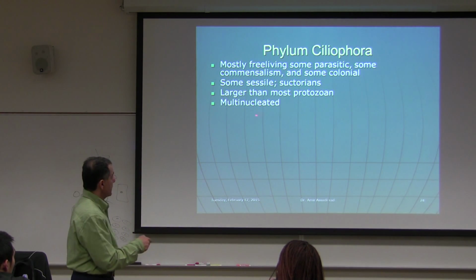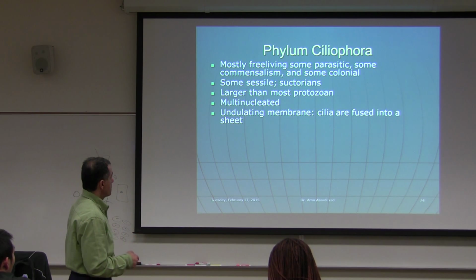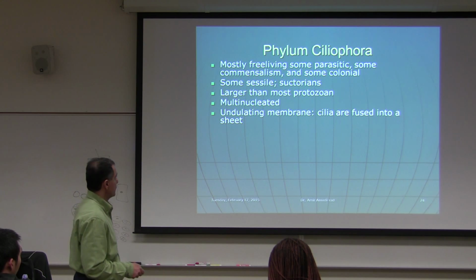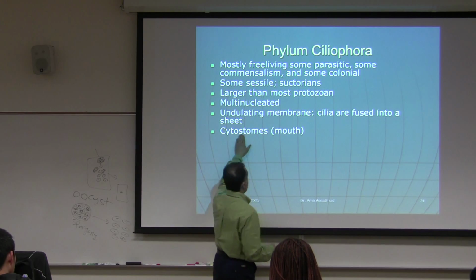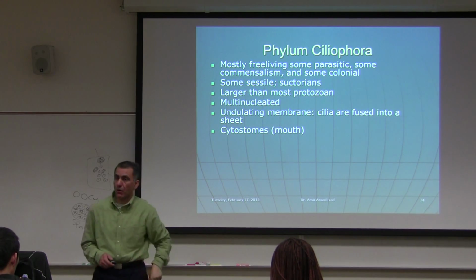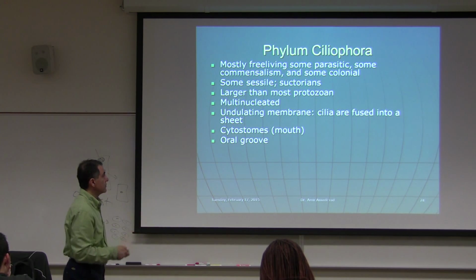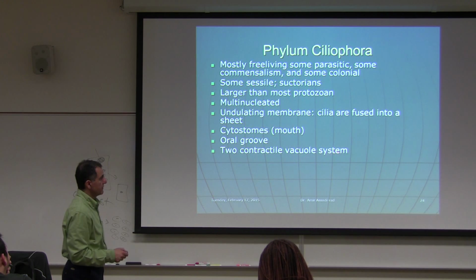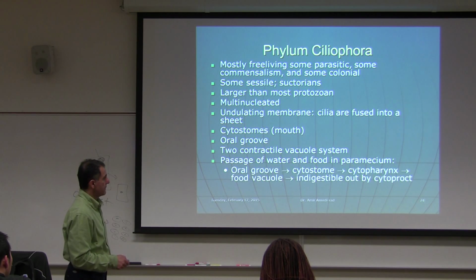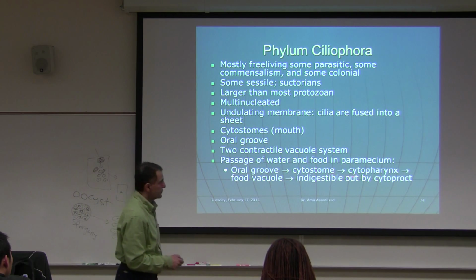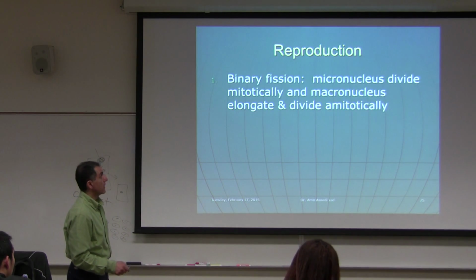They are multinucleated, with a macronucleus. Undulating membrane, cilia are fused into a sheet. Cytostome, stome, it means what? Mouth. They have a mouth, called oral groove, cytostome. Oral groove is before cytostome. Two contractile vacuole system. We talked about that before. Passage of water and food in Paramecium: oral groove, cytostome, cytopharynx, food vacuoles, indigestible out by cytoproct.